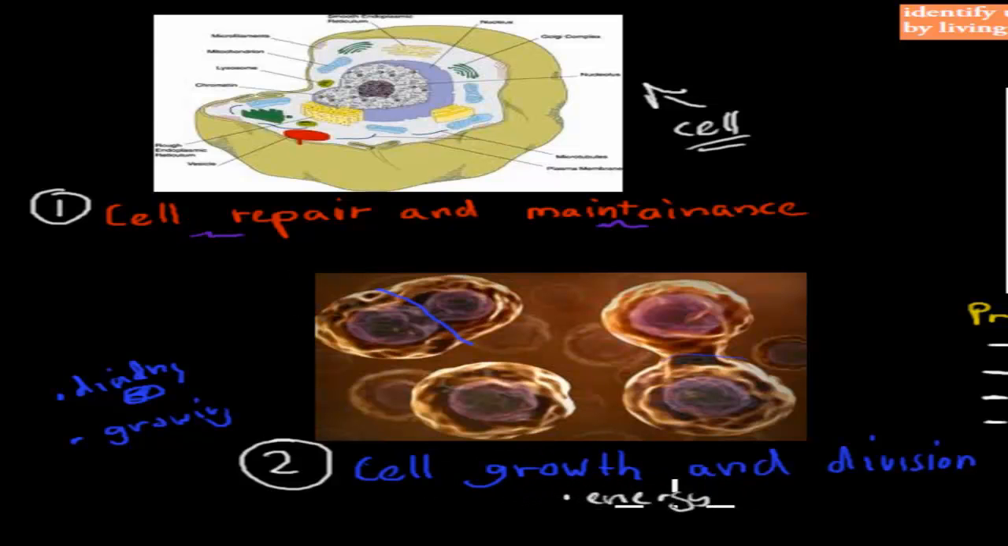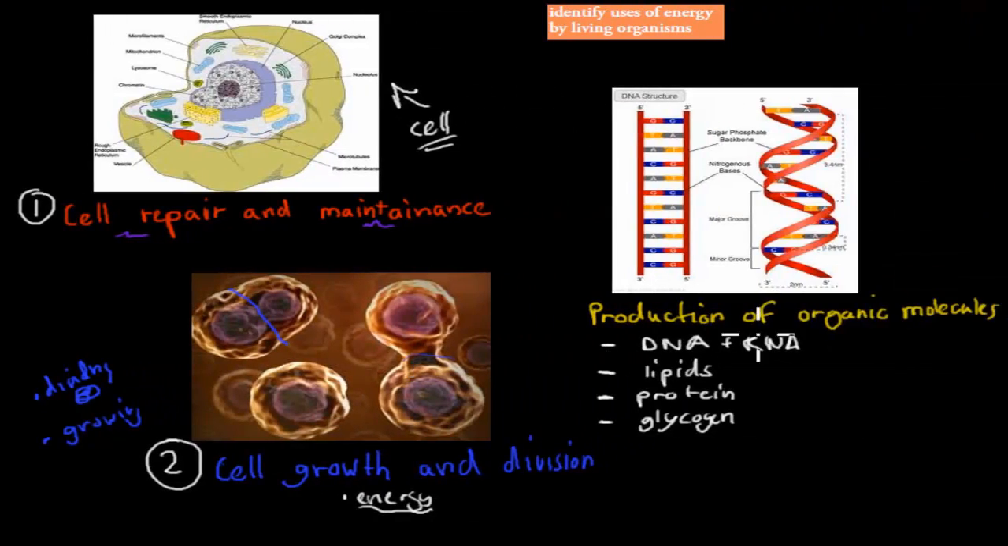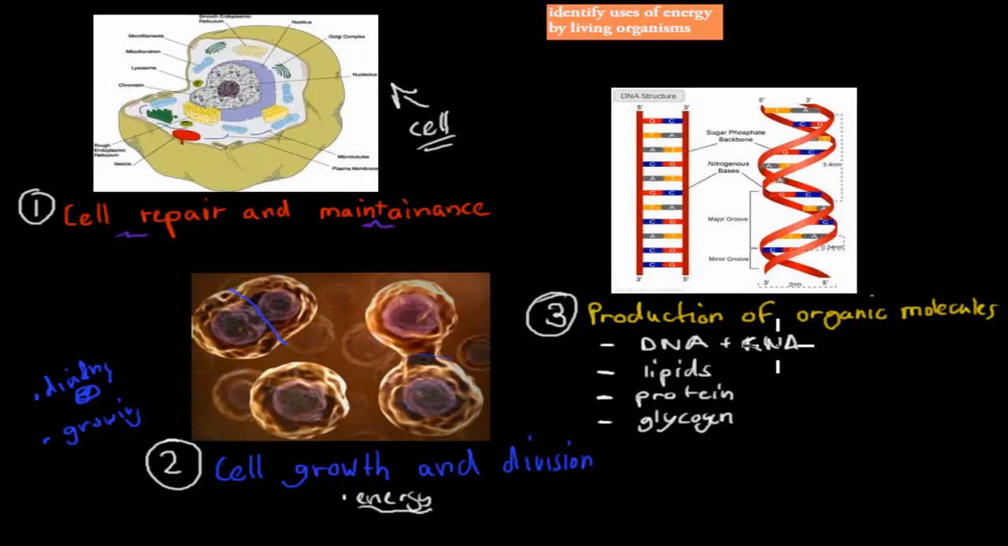And this happens, we have billions of cells in our body, and many of them have to be replaced every day. So we do this on a daily basis, not just once or twice, but millions and millions of times. And it requires energy as well. Another one is the production of organic molecules. What I mean by organic molecules, especially in our body, are things like DNA and RNA.